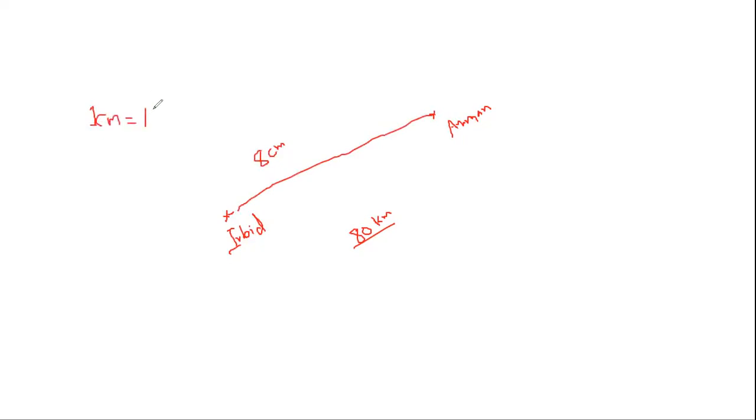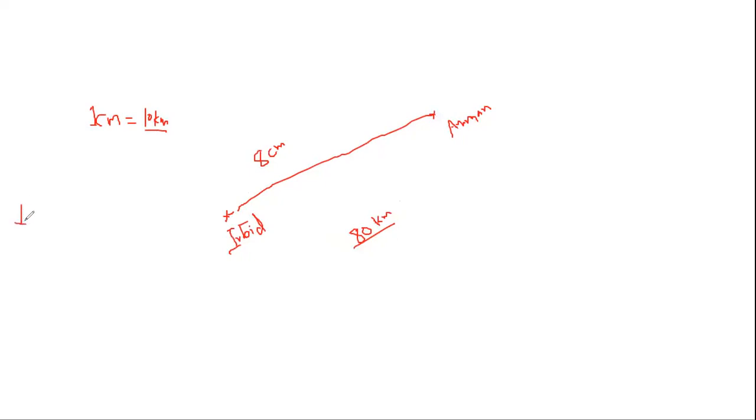Okay, that's it. It's 10 kilometers. 1 centimeter on the map actually stands for 10 kilometers. Again, the distance between Irbid and Amman is 80 kilometers. This is the real distance, the actual distance between Irbid and Amman, 80 kilometers. How can I draw a map like this? How can I show that the distance between Irbid and Amman is 80 kilometers? By using the map scale.